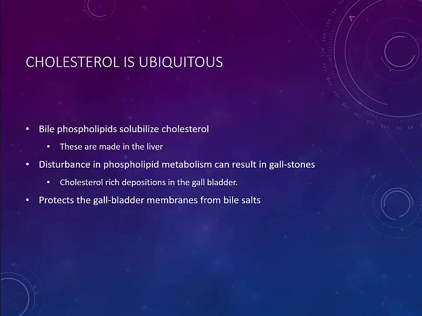So bile phospholipid solubilized cholesterol. We see these made in the liver, and we can have problems in the gallbladder as a result of this. Same problems I was just talking about. So bear in mind, you need cholesterol for cell membranes. Of course, too much cholesterol in cell membranes can make them too rigid. You need cholesterol for hormones. You need cholesterol for bile salts to dissolve fats. It's a very important and ubiquitous molecule.